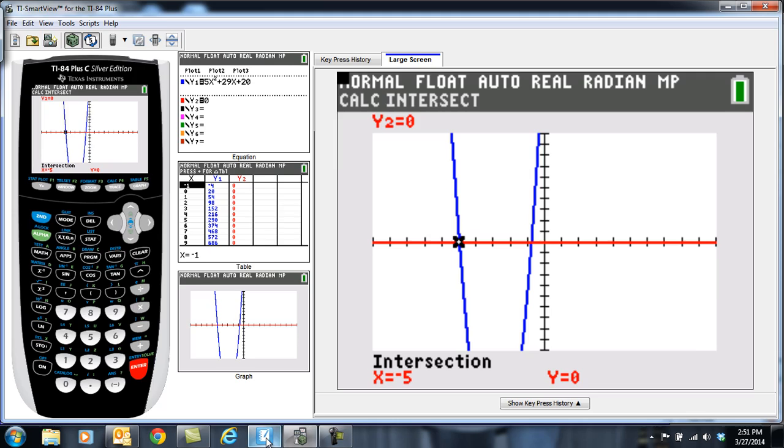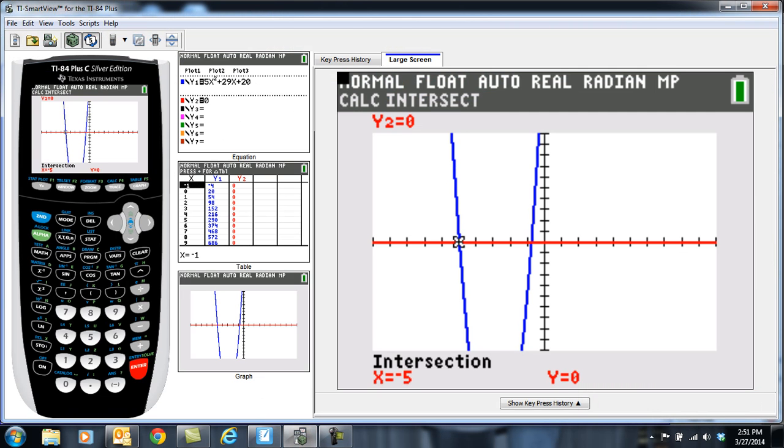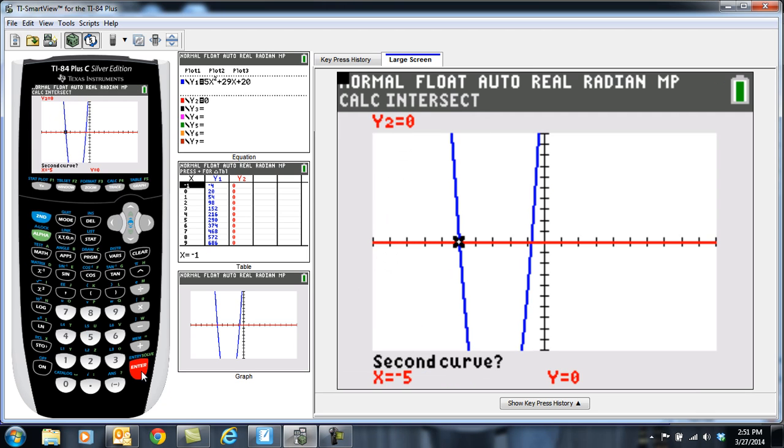And so I'm going to write that one of my solutions is at x equals -5. Now I've got to find the other solution. I'm going to repeat those steps. I'm going to go second trace, option number 5. I'm going to hit enter twice, and then I'm going to press the right arrow until I get over to the one that's on the right, so that it knows to look there. If you don't move your cursor, it's going to look in the same place it just was, and it's going to give you the same answer. You don't want that. You don't want the same answer.